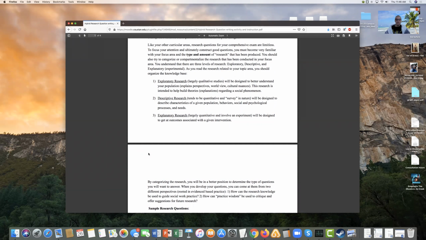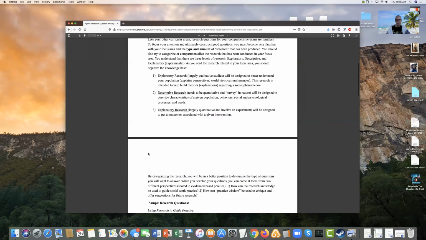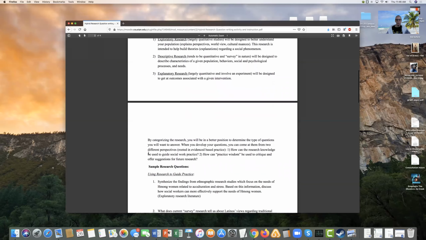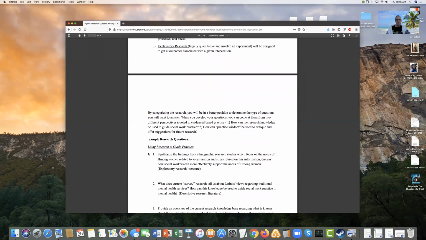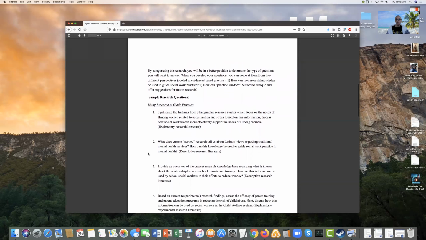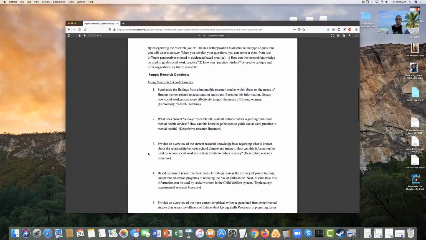And then finally, there's explanatory research, which is experimental research. So it's looking at obtaining outcomes for a particular intervention once an intervention is designed for a particular population or phenomenon. So now that you've read most of the research around your topic, you're going to be in a better position to talk about research from these 3 perspectives.